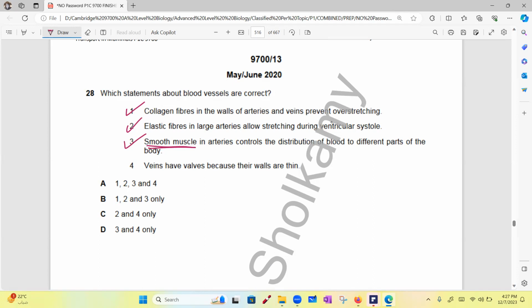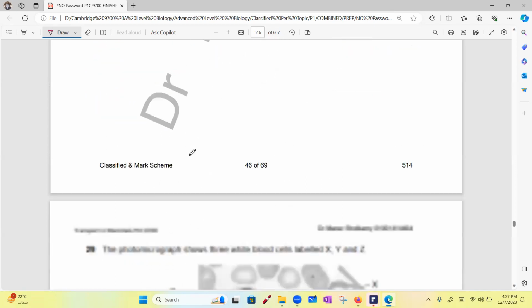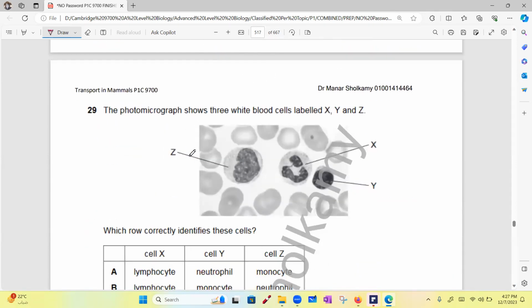Yassine, veins have valves because their walls are thin. Is this the reason why they have valves? No. So we need an answer that will include 1, 2, and 3, which is B. When we focus, by the way, paper 1 is not hard. It gets hard when you are not paying attention to the questions.